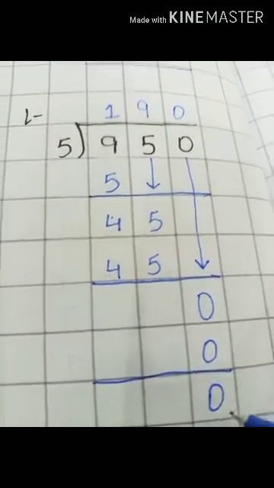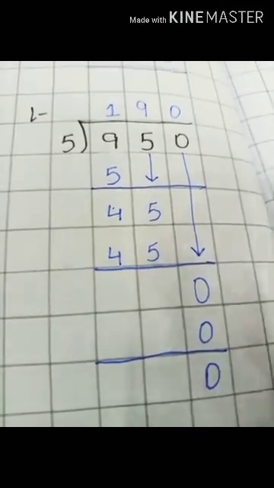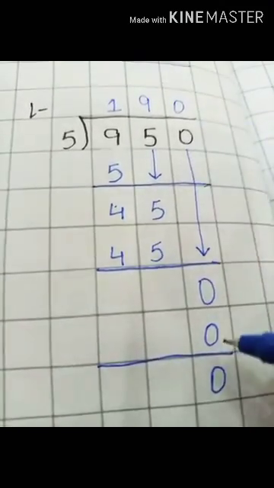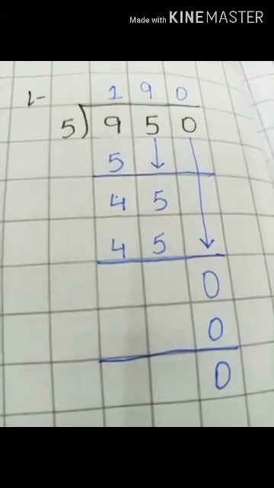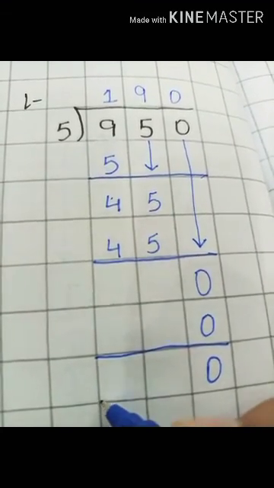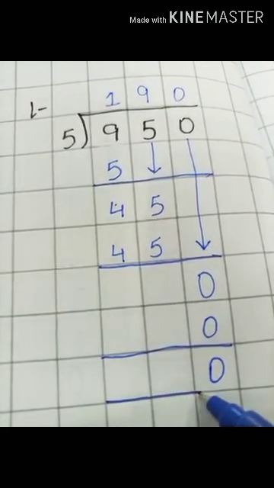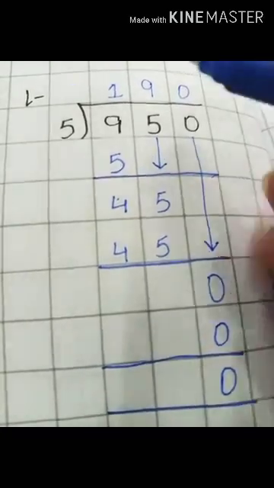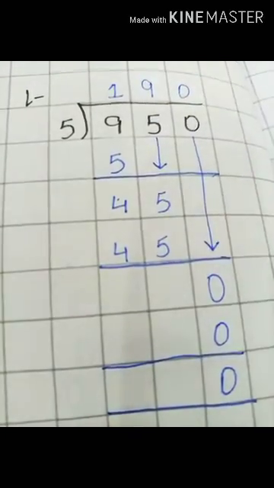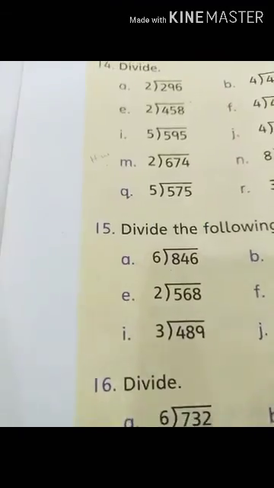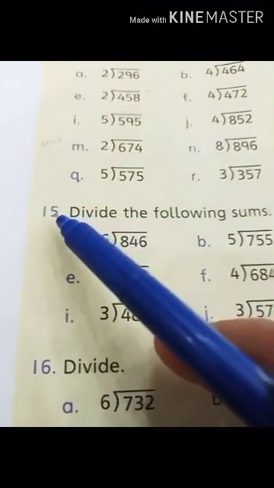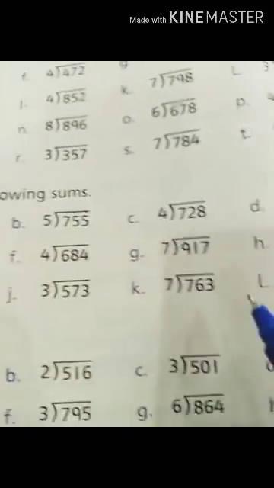Now this 0 is our remainder because we have divided our dividend by our divisor. Okay students, what is our quotient of this question? The quotient of this question is 190. So students, we have completed our question number 14 from the part A till the part L.